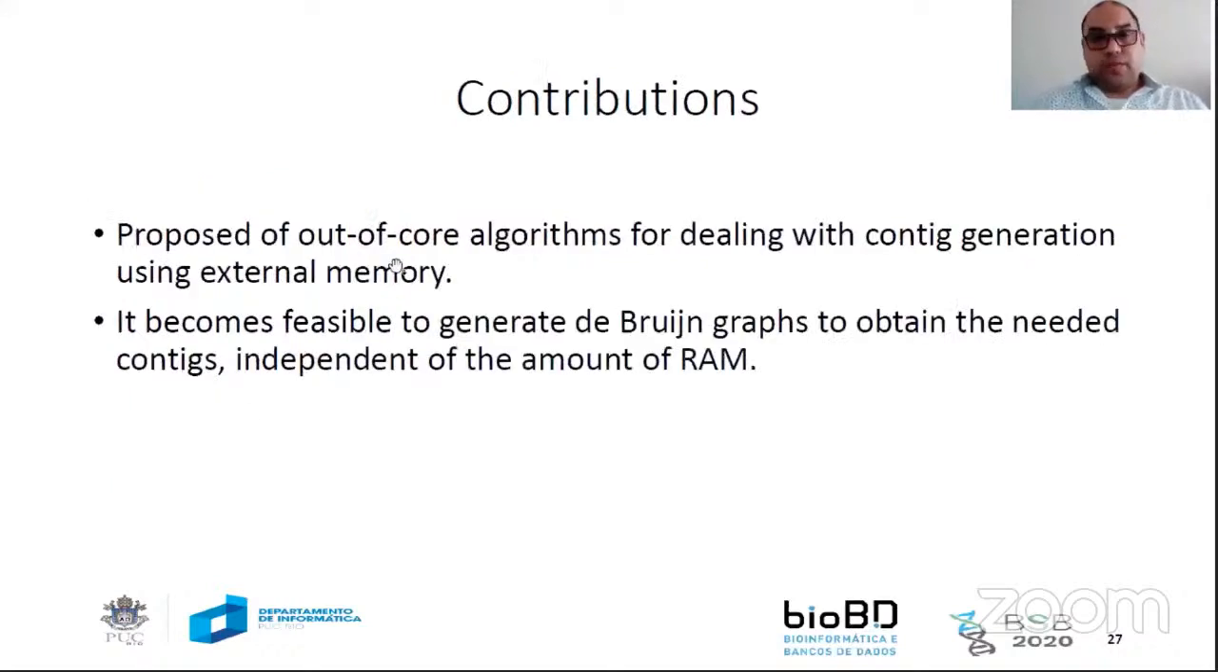Our contribution: we propose external-memory algorithms for dealing with contig generation. And we demonstrate that it becomes feasible to generate the de Bruijn graph and obtain the contigs independent of the amount of RAM and independent of the size of the graph.